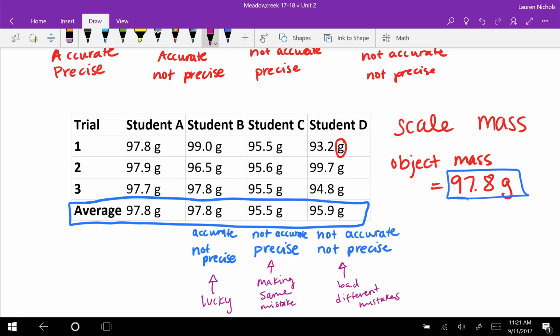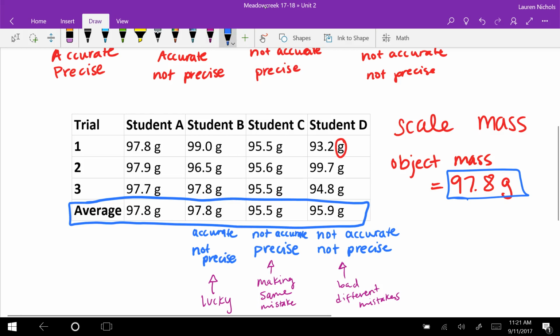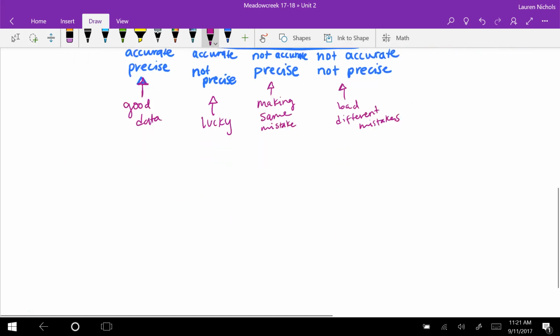And if we look at student A, 97.8, 97.9, 97.7 grams. All of those numbers are within 0.1 of each other, and so we would say that this person is precise, and their average matches ours, so it is accurate. And so we would say that this person here has good data.